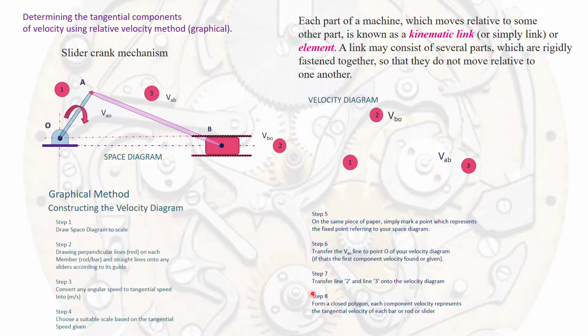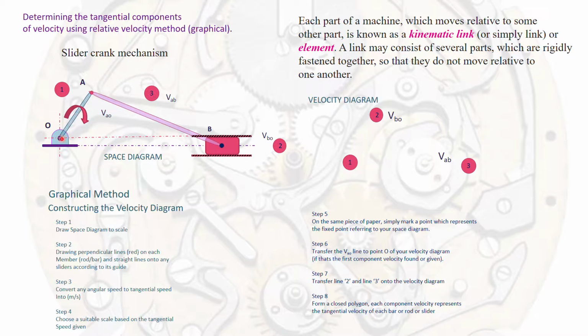Now here I will give you an example of a three bar linkage. Find the tangential component of velocity using the relative velocity method, or graphical method. In this instant, you have a piston cylinder mechanism. From this you can see there are points like O, which is the fixed point. The link OA is pivoted at point O.